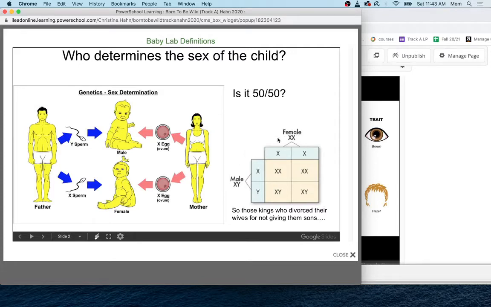Again, these are just two of their 46 chromosomes. They get 23 chromosomes total from the mom and 23 chromosomes total from the dad, but one of them is a sex chromosome. That's what determines the sex of the baby. The mom is always going to give an X, but the dad is the one that determines the sex of the child. So we'll be flipping a coin for the dad in a moment.